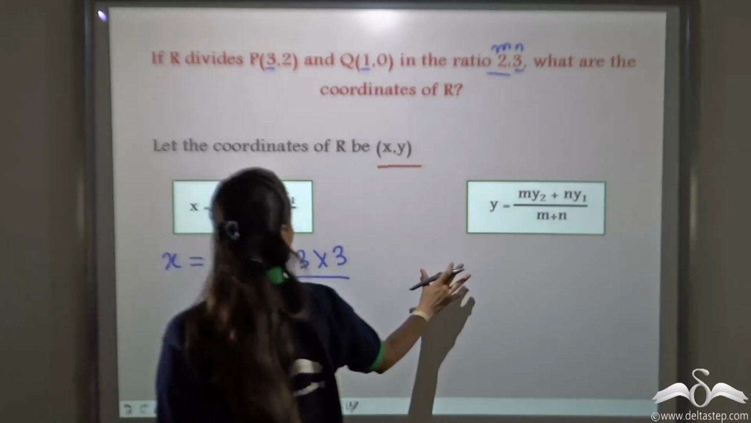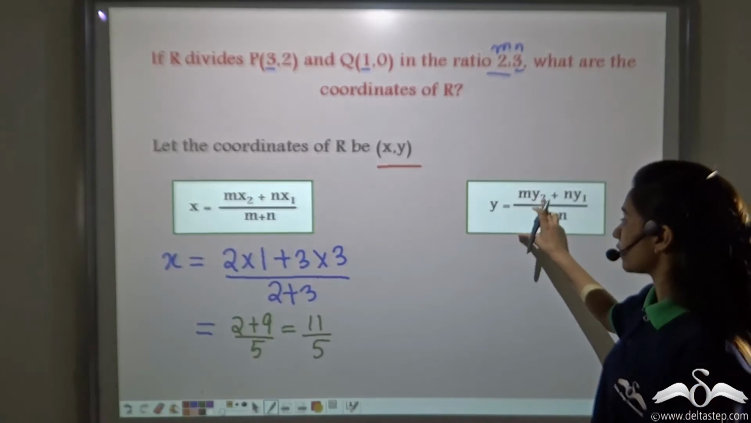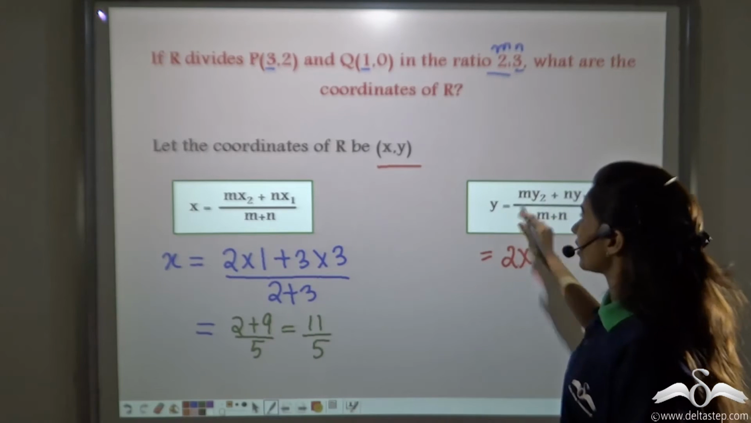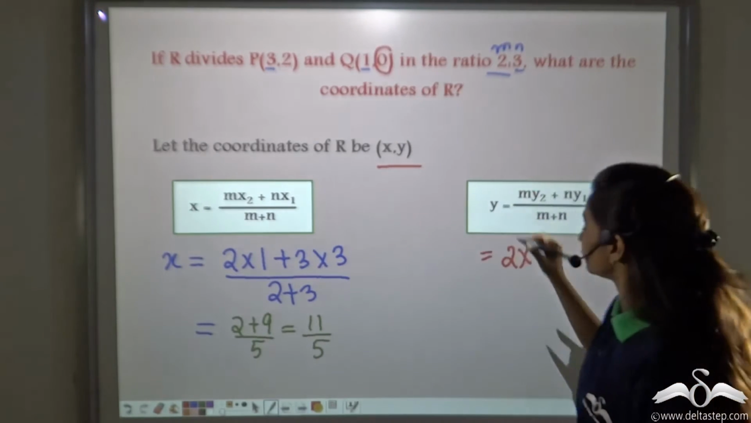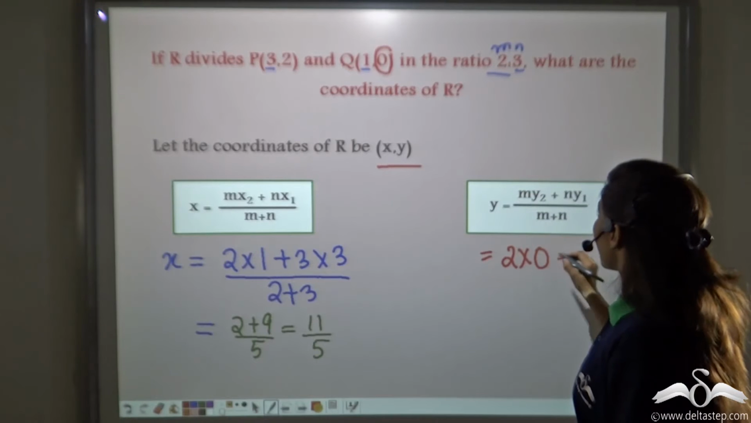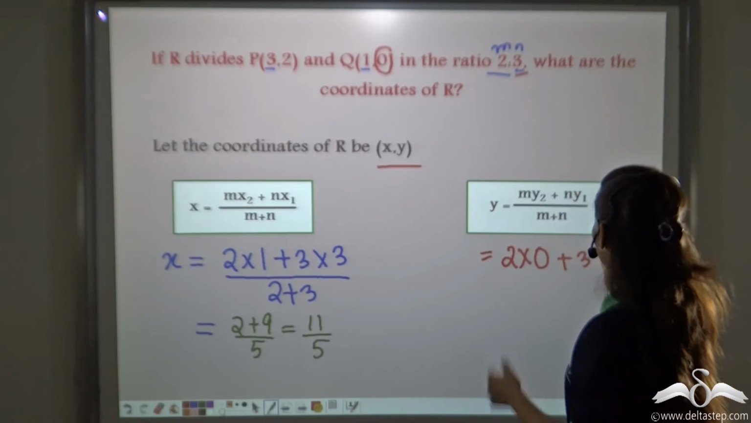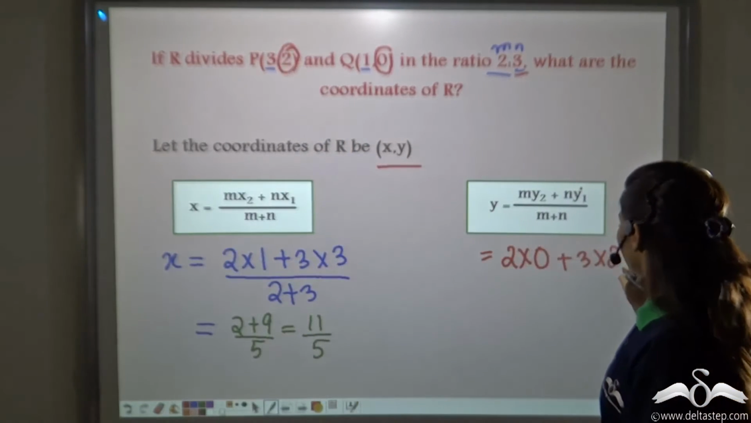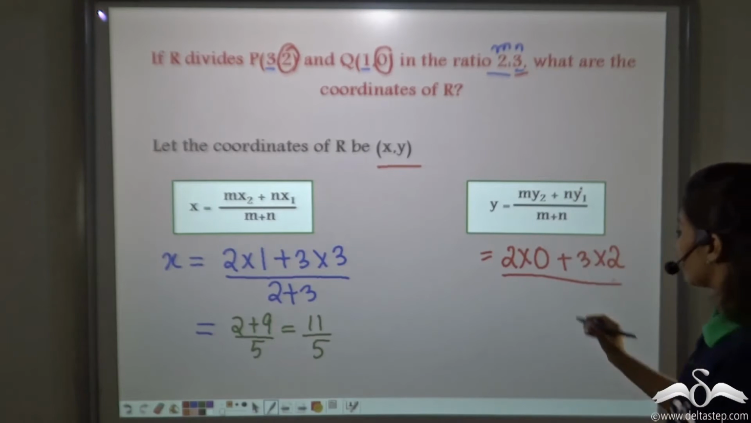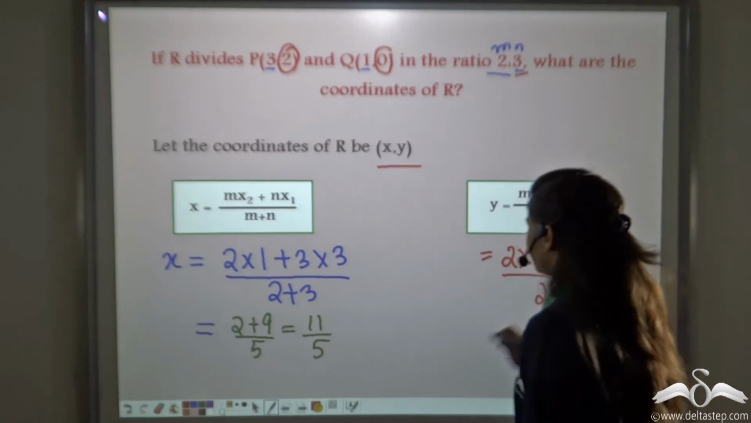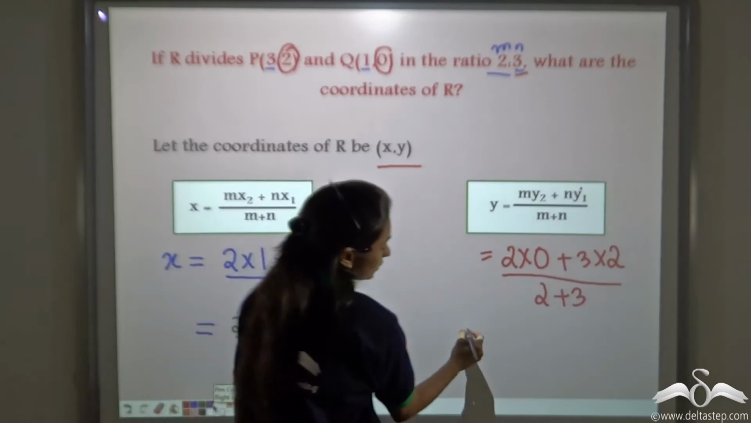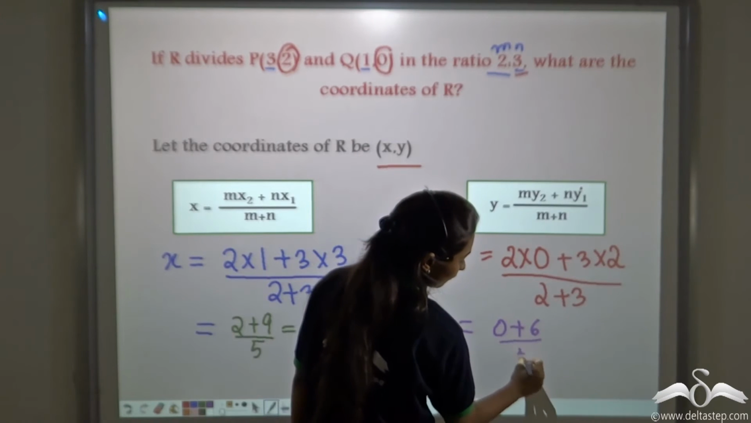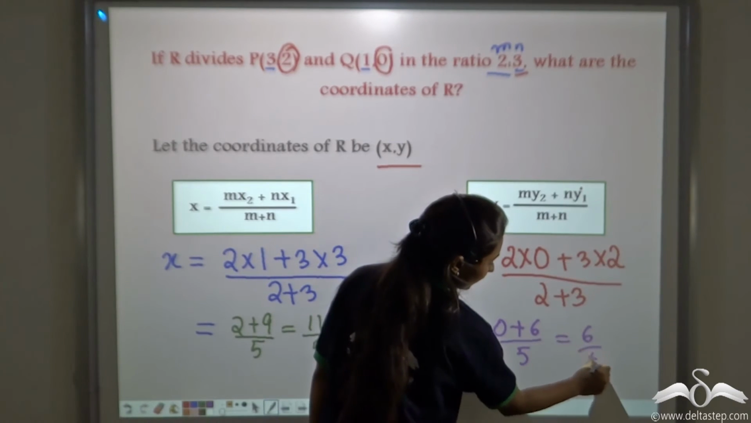Now in the same way, let's solve y. Now y is my2 plus ny1 by m plus n. So what is m? m is 2 into y2, so this is y2, 0, plus n is 3 into y1. y1 is 2, by m plus n. So m plus n is 2 plus 3. So this will give us 2 into 0 is 0, plus 3 into 2 is 6, by 5, or 6 by 5.